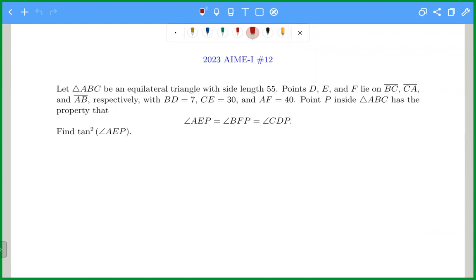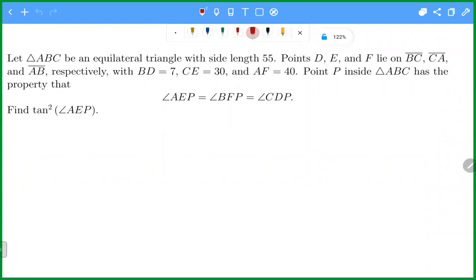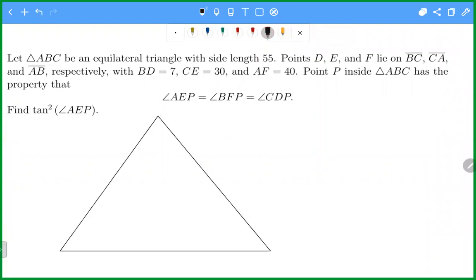So let's draw a figure. Let's try to understand the problem on the figure. So we start with the equilateral triangle. Let's call these vertices A, B, and C. And I know that the side length is 55. So let's mark the points D and F.